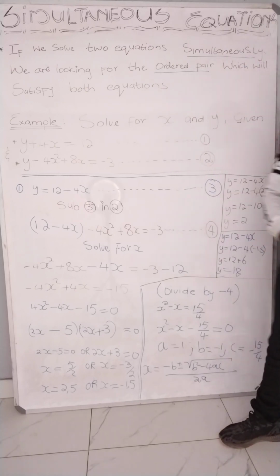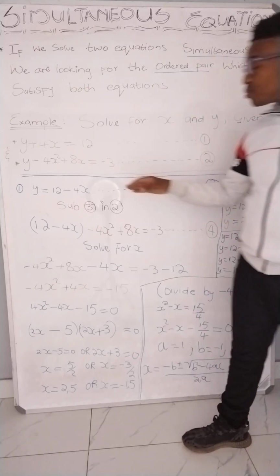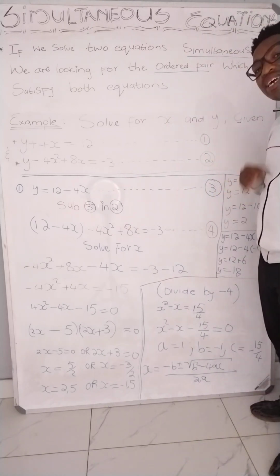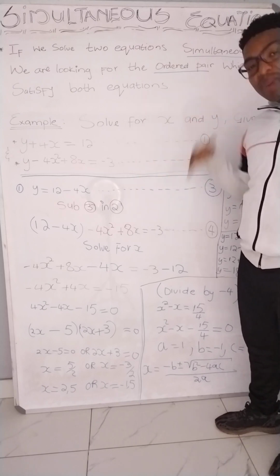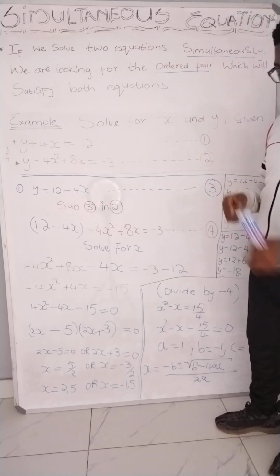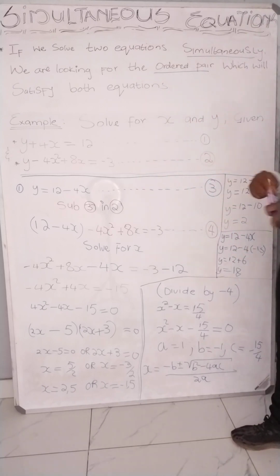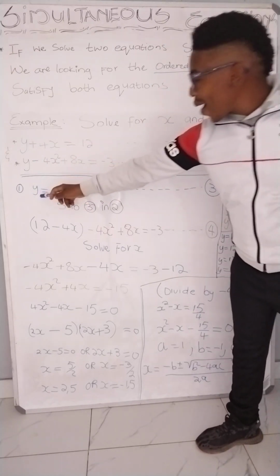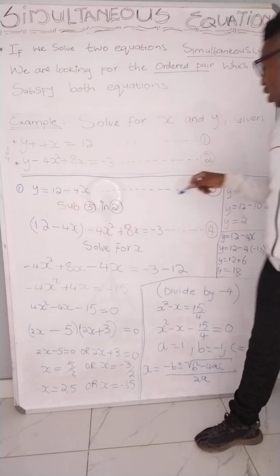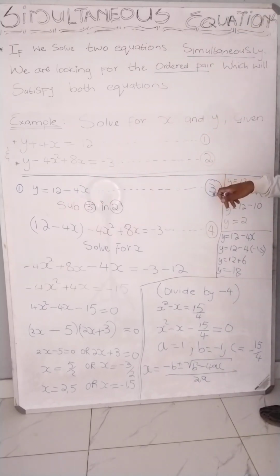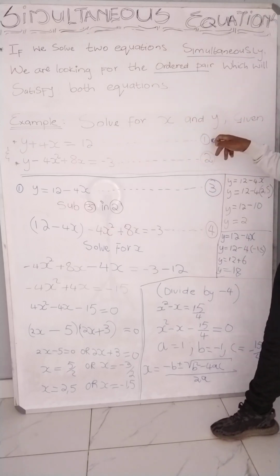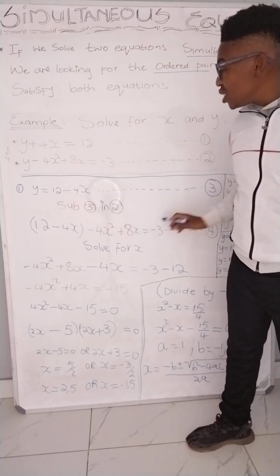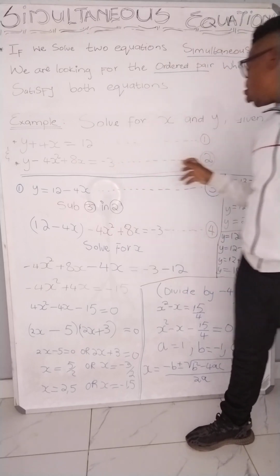Now, very important, you are going to substitute your equation 3 into the equation that you didn't use to make it. This is what I mean. You have said from equation 1 that y is equal to 12 minus 4x, and you made that equation 3. Now, because you used equation 1 to make equation 3, you are going to substitute equation 3 into equation 2.